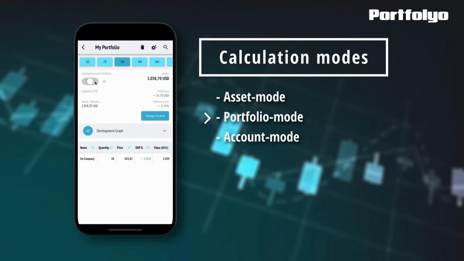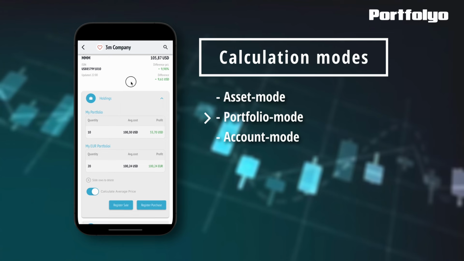This is the default calculation method and often the most relevant. I'll proceed to sell some of my 3M shares. Register sale.